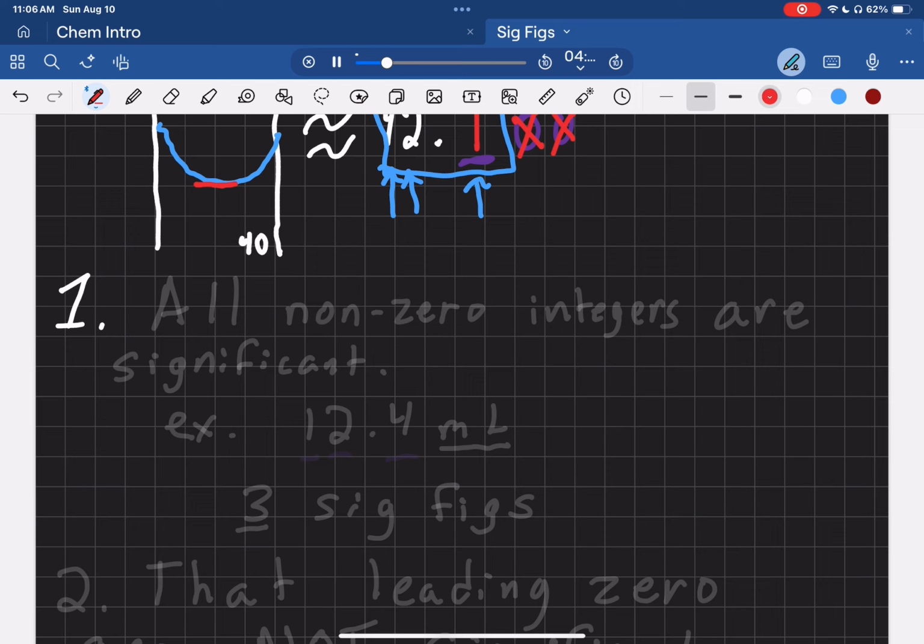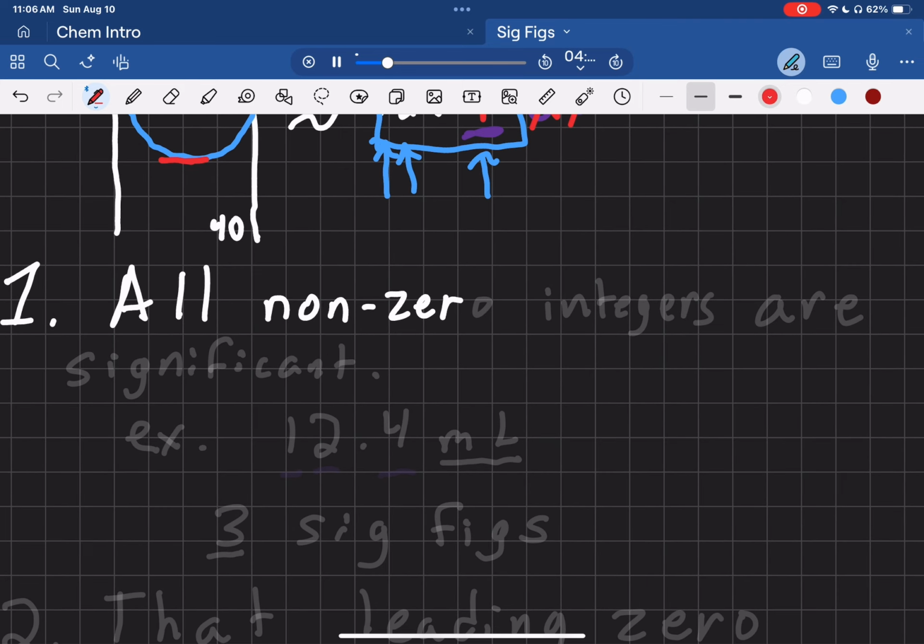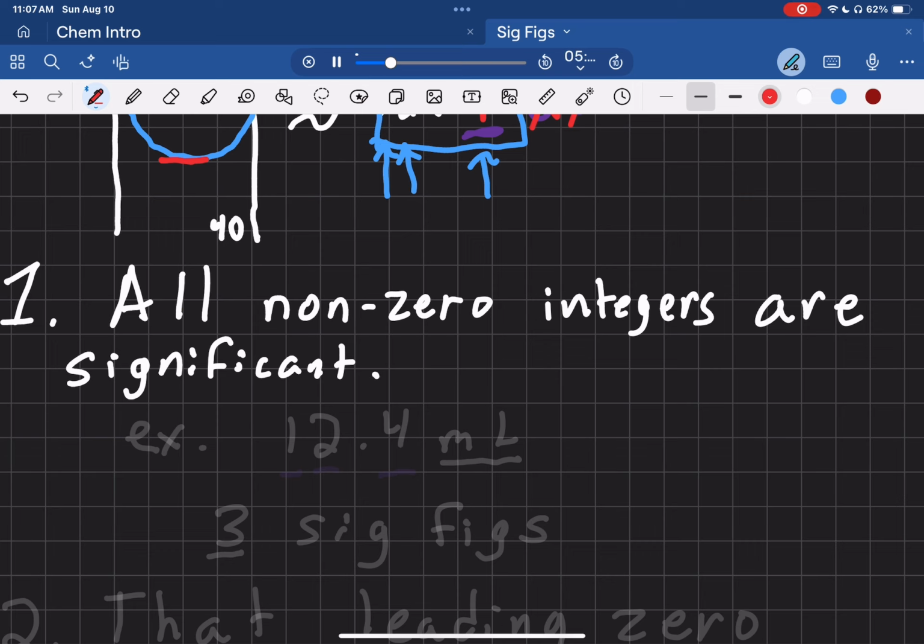Rule number 1 basically states that all non-zero integers, as long as I spell that right, all non-zero integers are significant. And what I'm saying is that all non-zero numbers are important. Some of you are probably saying to yourself, okay, well, Mr. Mings, that's great, but what is a non-zero integer? Well, just like the name implies, it is any number that is not a 0.